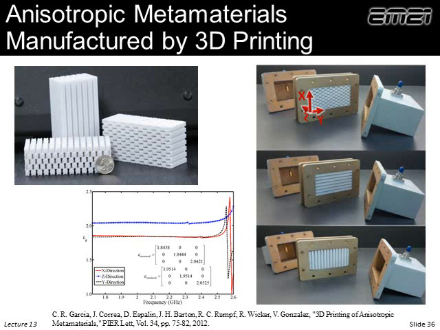So we 3D printed some of these, and we had to 3D print them in 3 different orientations because we have 3 different tensor elements that we'd want to measure. We stuck them in waveguides and measured the scattering and back calculated the effective dielectric constant, and that matched our models reasonably well. So we moved on to other things.